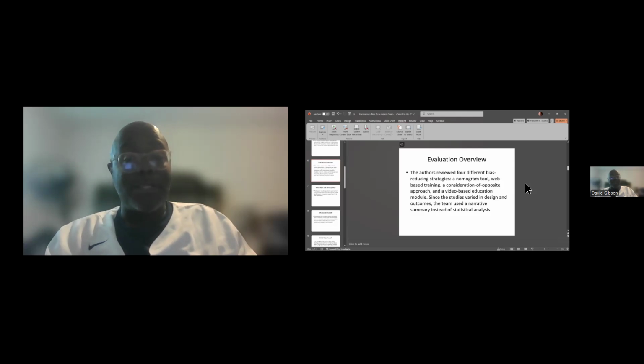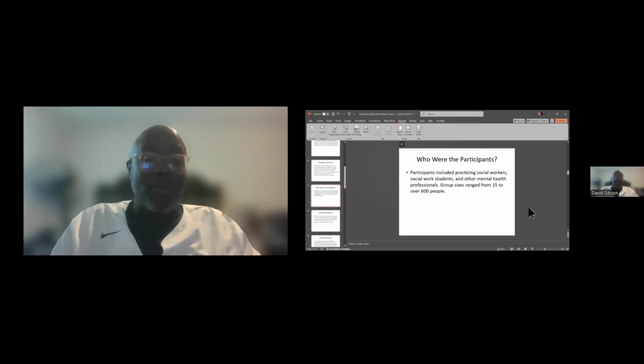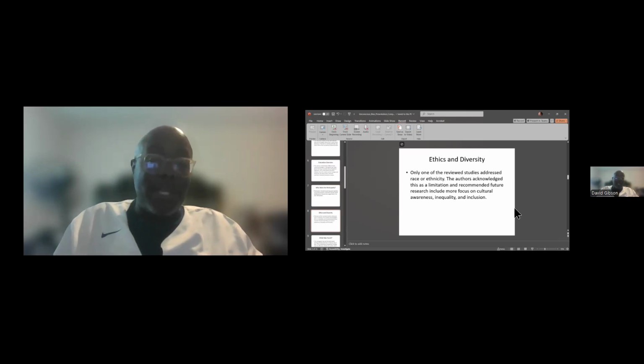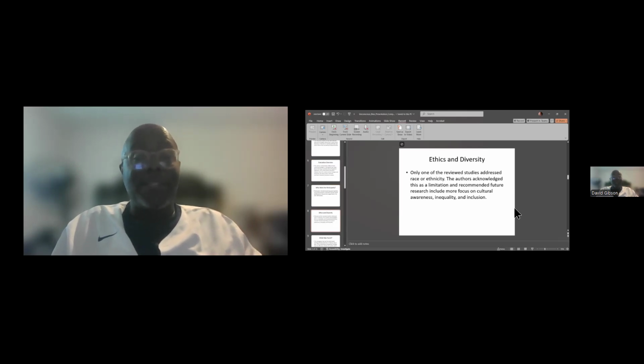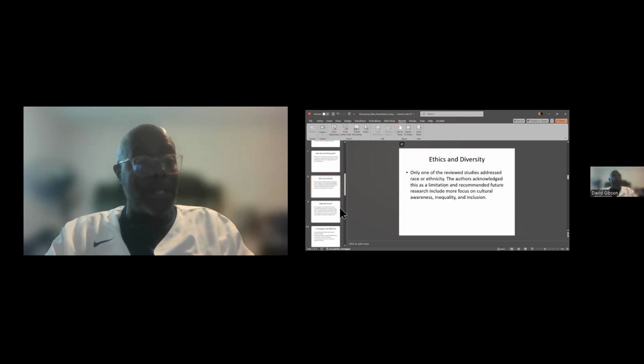Since the studies varied in design and outcomes, the team used a narrative summary instead of statistical analysis. The participants were social workers, social work students, and other mental health professionals, and group sizes ranged from 15 to 600 people. On ethics and diversity, only one of the reviewed studies addressed race or ethnicity. The authors acknowledged this as a limitation and recommended future research include more focus on cultural awareness and inequality.